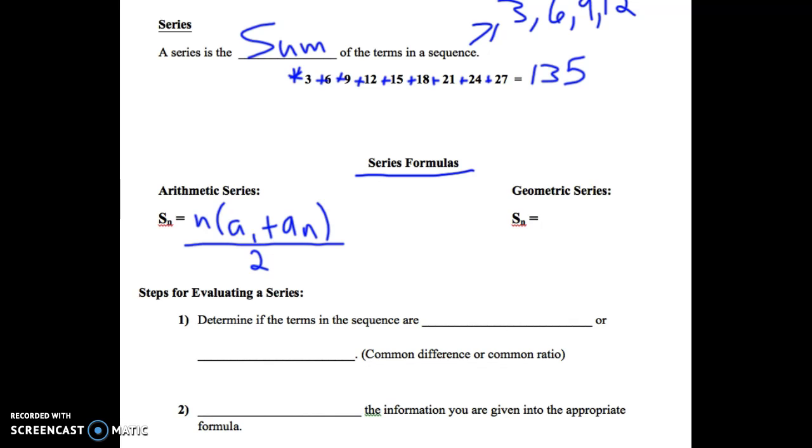Pretty straightforward. The geometric is a little bit more complicated than that. It's a sub 1, the first term, times (1 minus r raised to the n), all over (1 minus r). Those are the 2 formulas. Those are the 2 formulas we'll be working with for a lot of the practice after this video.